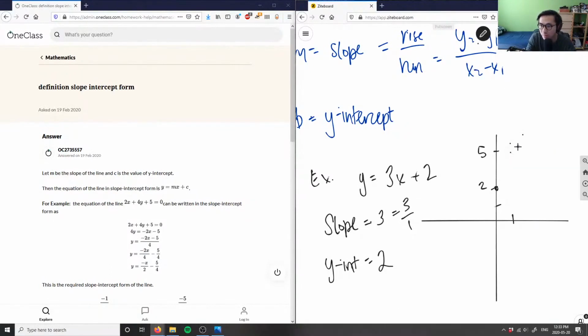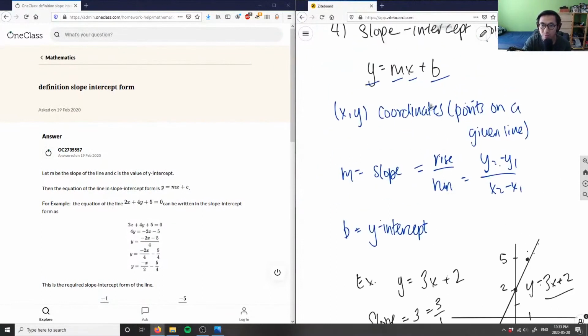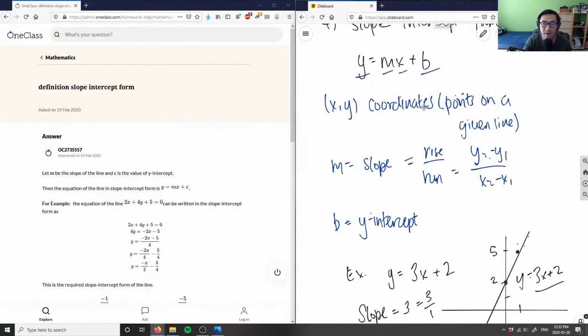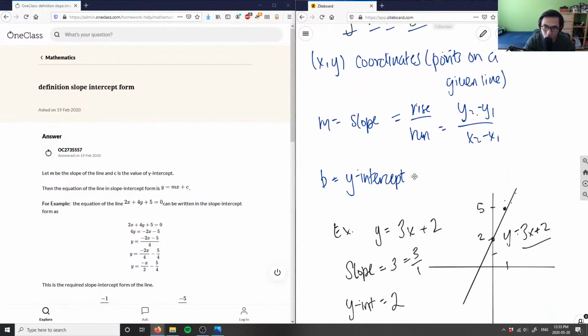Right by 1 here. So we can say that this here is a line. Given these 2 points, we can create a line here, close enough, and we can say that this here is our y equals 3x plus 2. And this here is the definition of the slope-intercept form. It provides us information about our x and y coordinates, so any points on the plane will lie along the line. Our m here is our slope, again rise over run, or y2 minus y1 over x2 minus x1, and b here is our y-intercept, so when it crosses the y-axis.